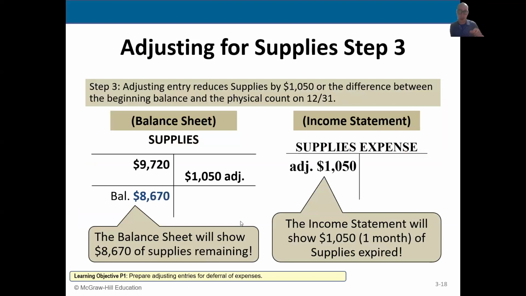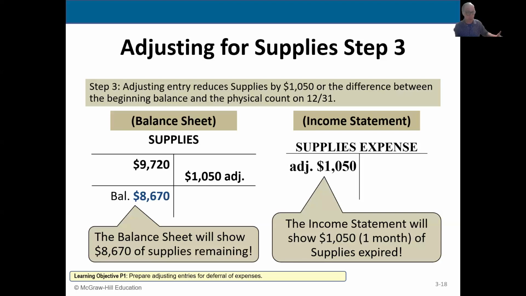So I make an adjusting entry. I debit supplies expense $1,050, and I credit supplies $1,050. We can see what happens to the balance of my supplies on the balance sheet. It's reduced by $1,050 to show the consumption or use of the supplies. See, that's how adjusting entries work.